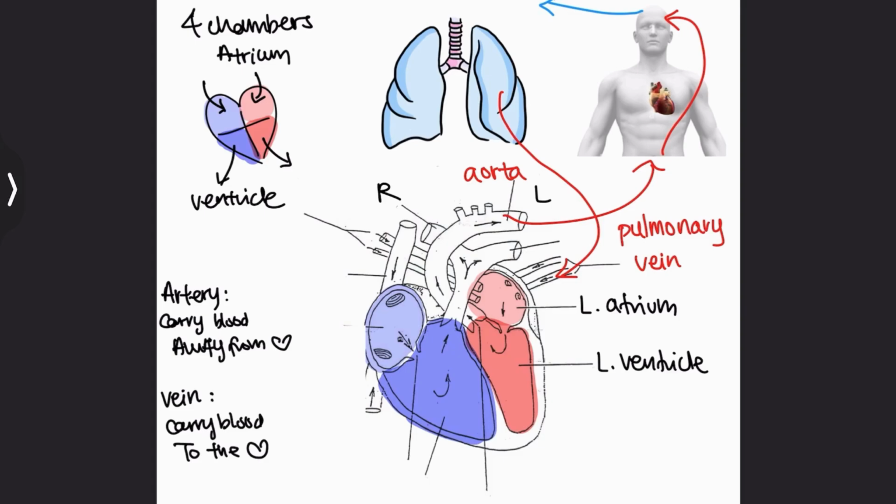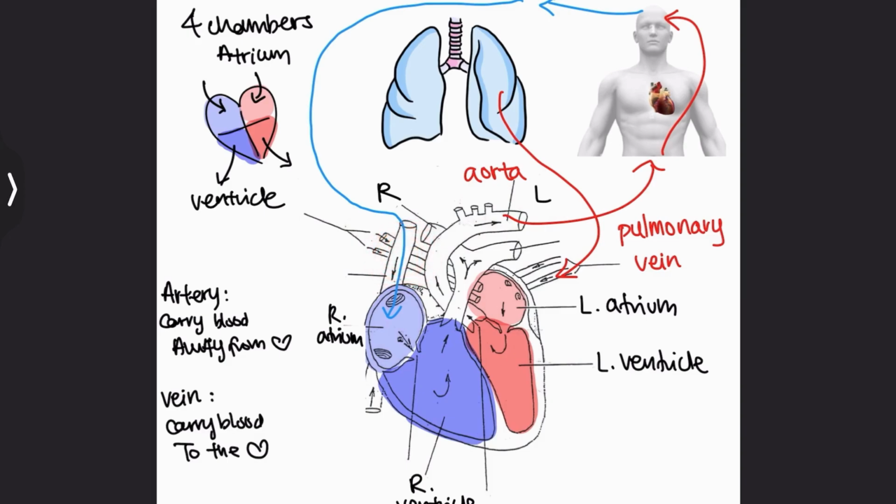And have a think, where is it going now? Which part of the heart is this deoxygenated blood going to go to? The right side or the left side of the heart? The right side of the heart, isn't it? Because it's where deoxygenated blood is. And which chamber is it going to go into? Is it going to go to the right atrium or is it going to go to the right ventricle? Again, it's got to be the atrium because blood enters the heart through the atrium, right? So this deoxygenated blood is now going to go to the right atrium through this blood vessel.